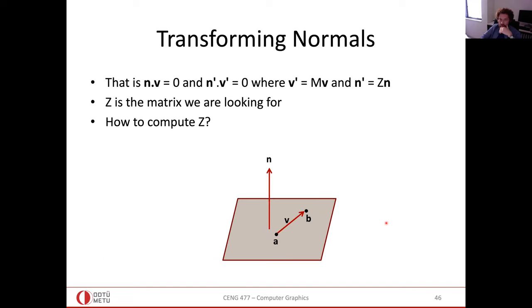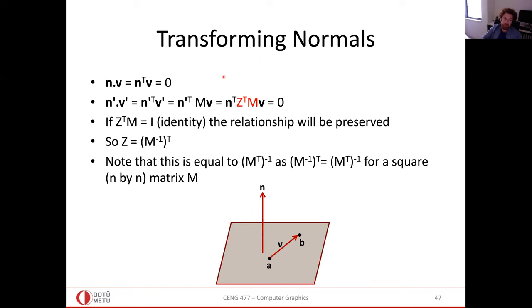So let's do more action. I cannot do M times n, I will do Z times n. So Z is different than M. So let's see what Z is. And here is how I compute that. Remember n prime dot v prime is equal to 0 in the end, right?